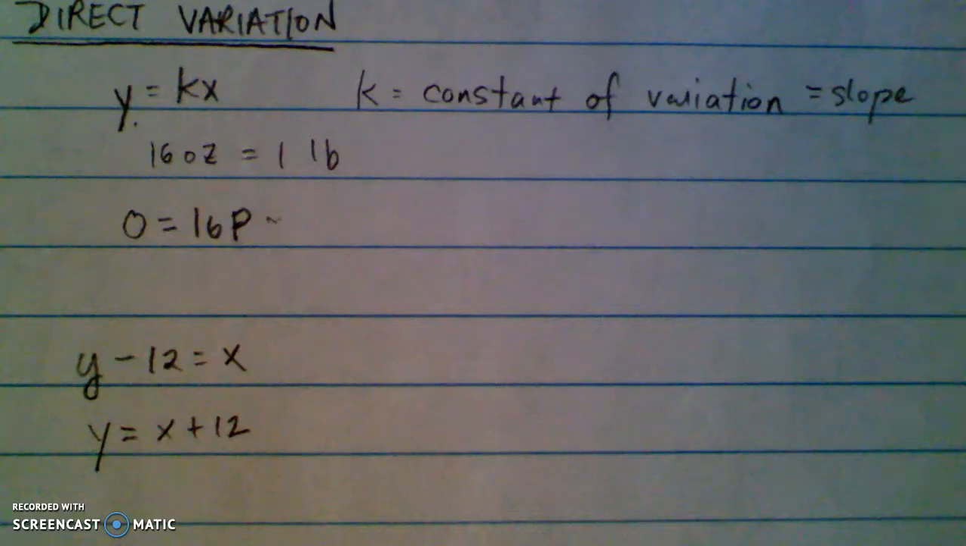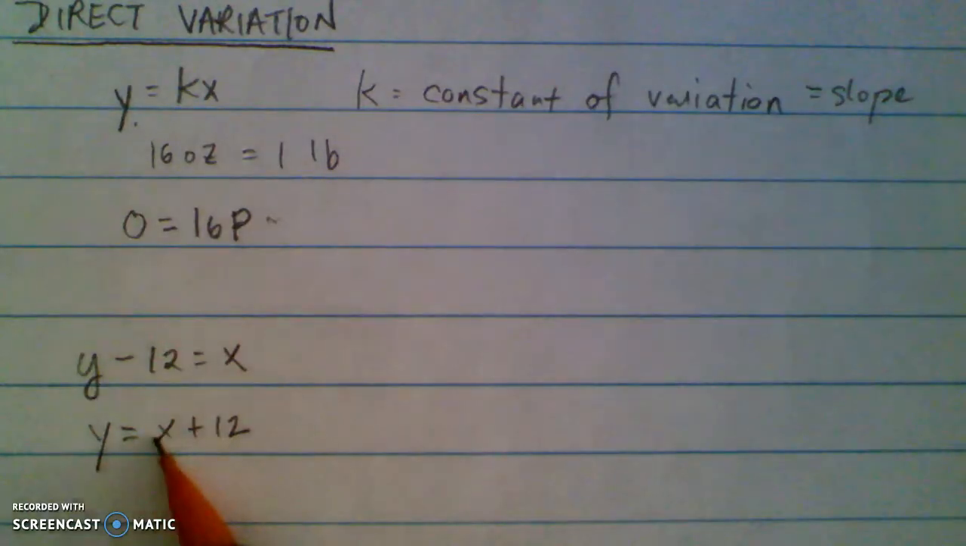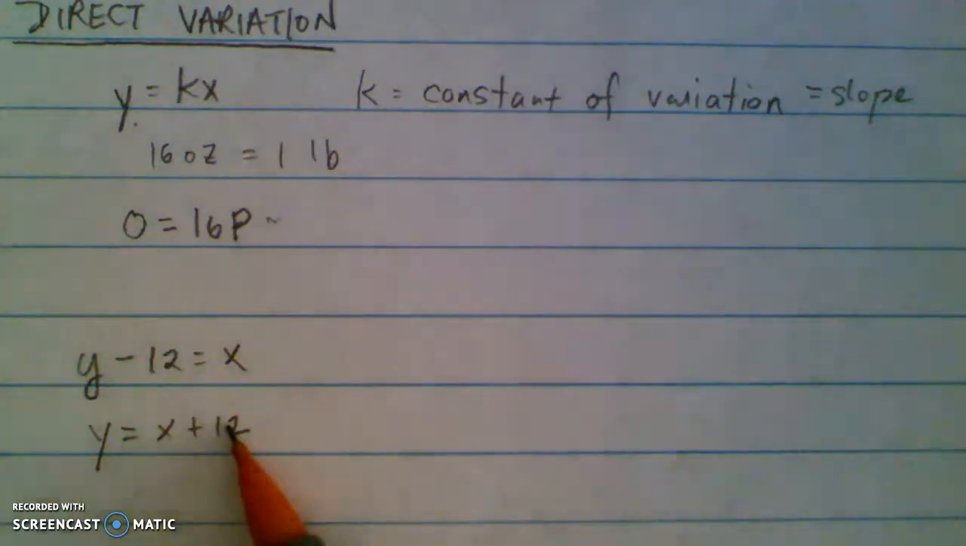It is a line. What's the slope of the line? I think I heard it. Nope. What's 12? Nope, because it's not a direct variation, so it definitely can't be the constant of variation.